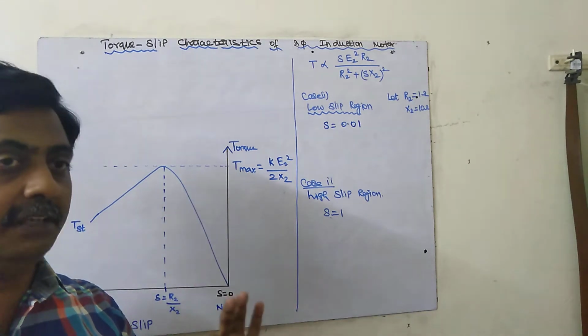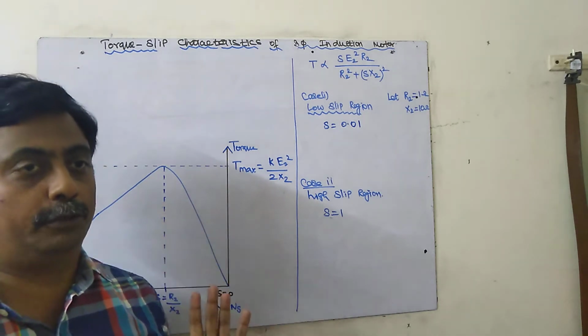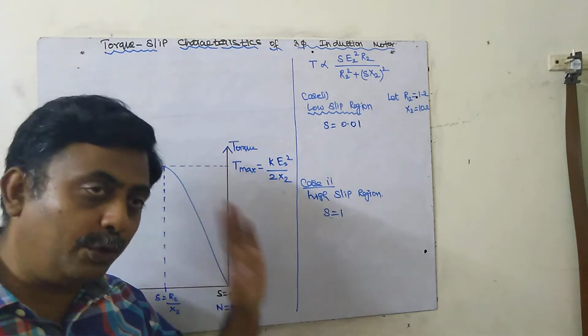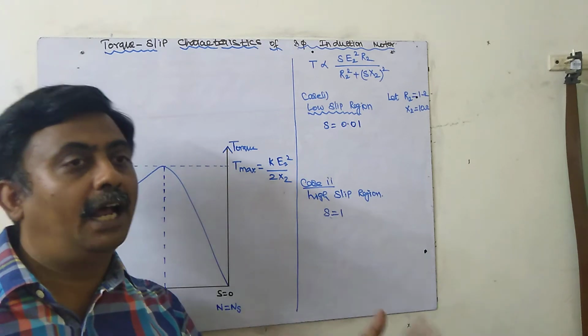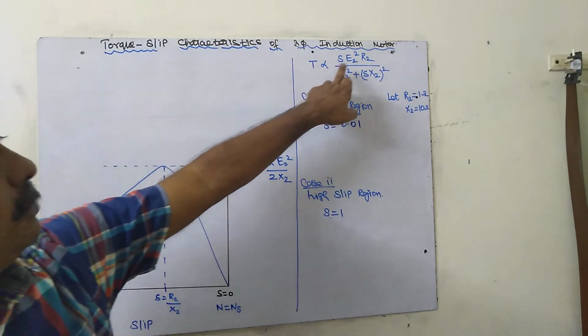So far we have seen whether a quantity will be directly proportional or inversely proportional. Here it is not like so. It is both directly proportional in some region and inversely proportional in some region. How? Let us see. We know that torque is proportional to this equation.